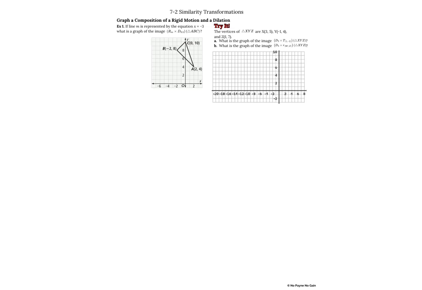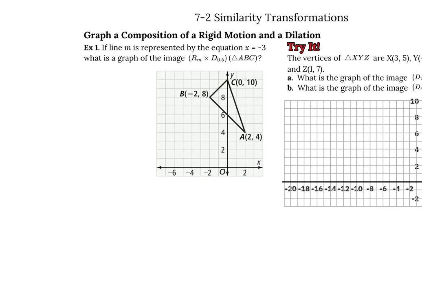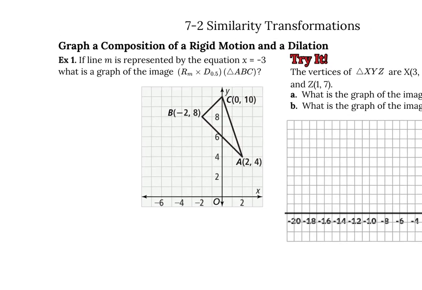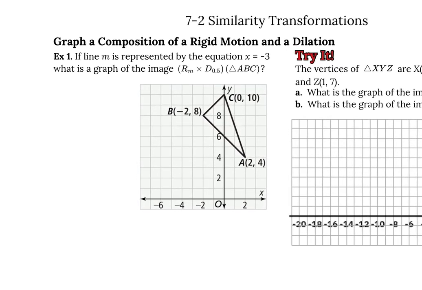172 Similarity Transformations. Example 1. If line M is represented by the equation x equals -1, what is the graph of the image r of m times d 1/2 times triangle ABC?